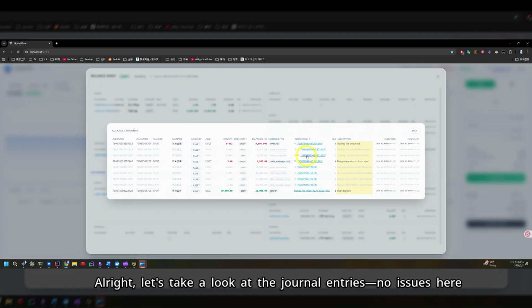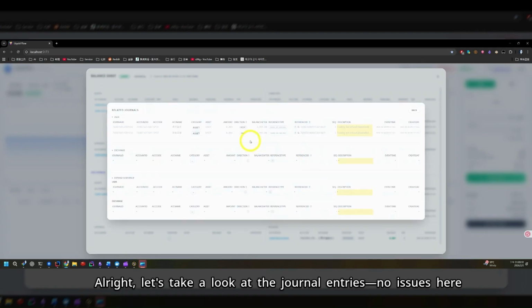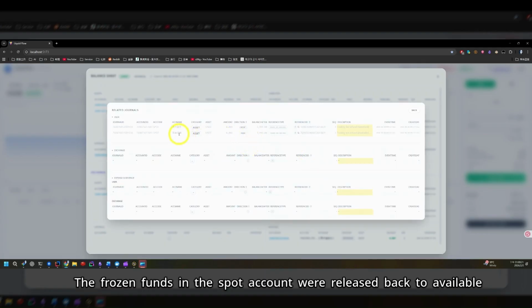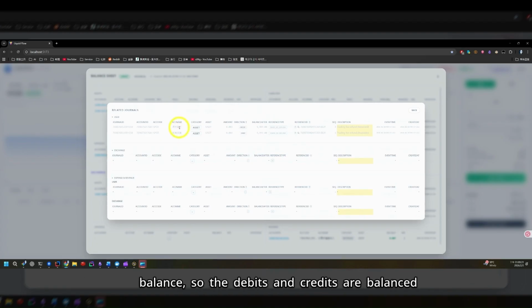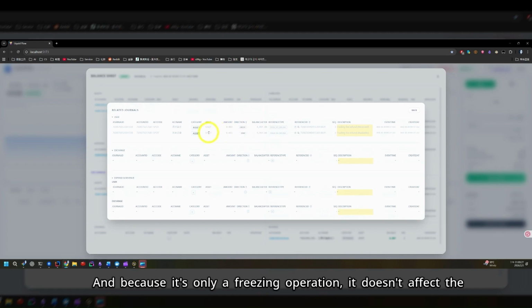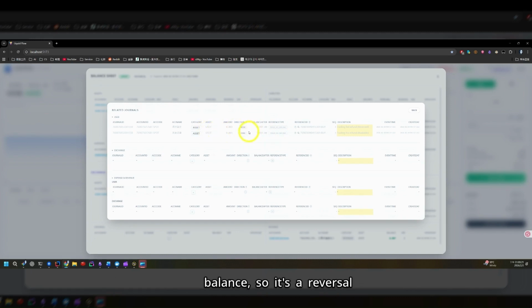All right, let's take a look at the journal entries. No issues here. The frozen funds in the spot account were released back to available balance. So the debits and credits are balanced. And because it's only a freezing operation, it doesn't affect the balance, so it's a reversal. So there is no issue here either.